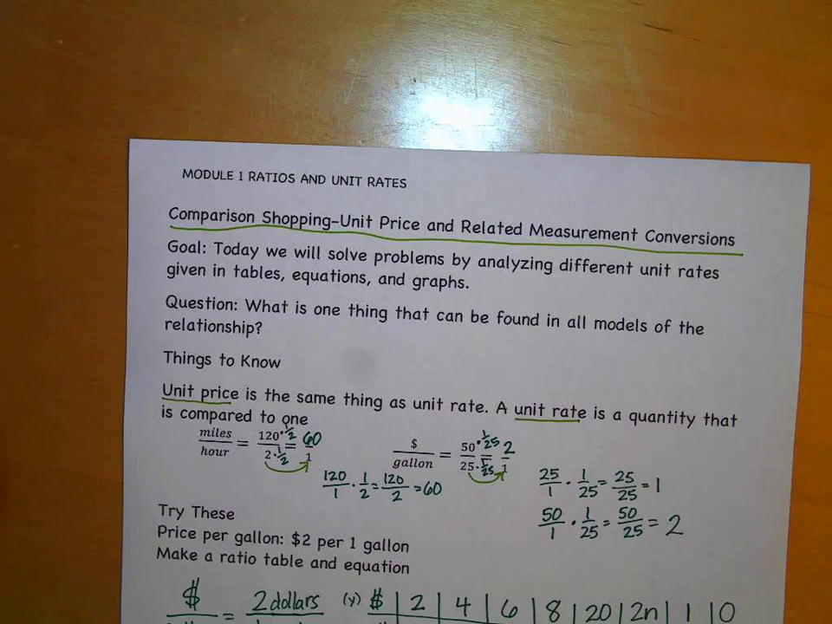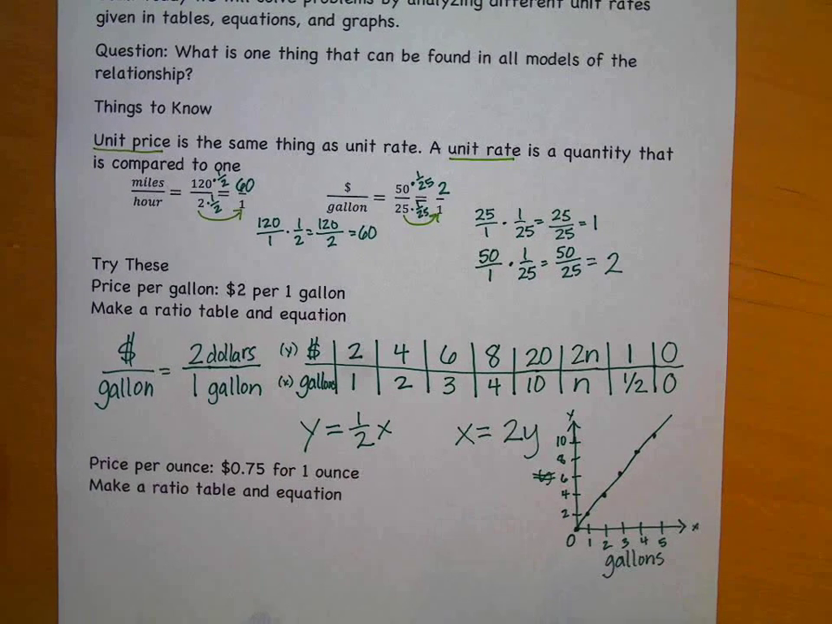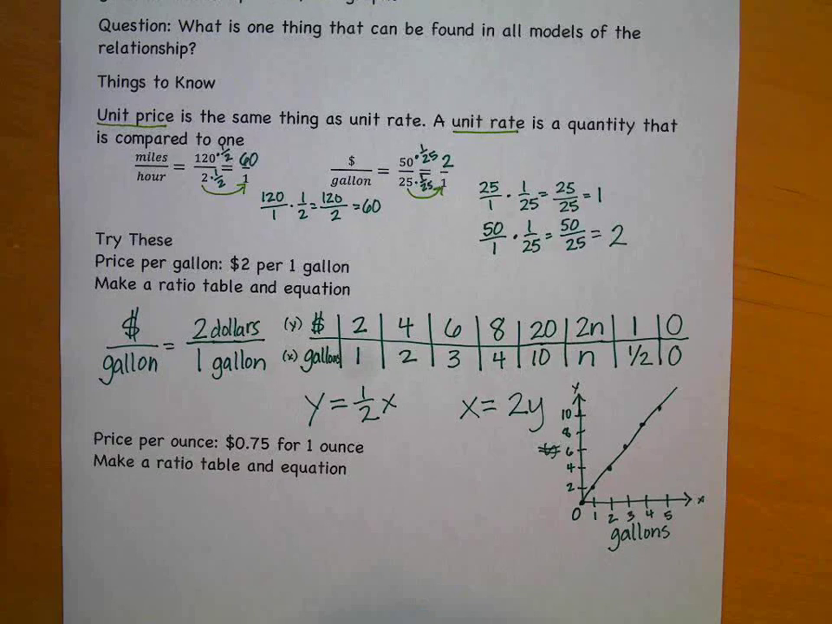Okay, so let's go back to our goal. Today we will solve problems by analyzing different unit rates given in tables, equations, and graphs, which is what we just did. What is one thing that can be found in all models of the relationship? All models. Look in this model right here. What could be found in all of them? And if you're saying the ratio or the unit rate, the value of the ratio, then you're correct. Okay?